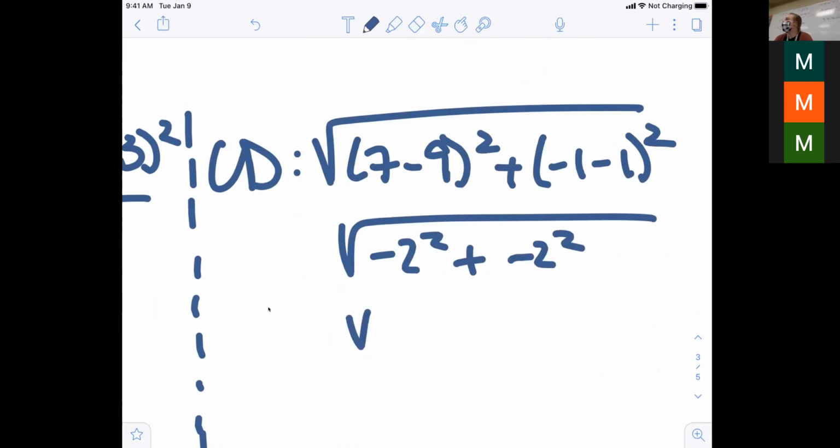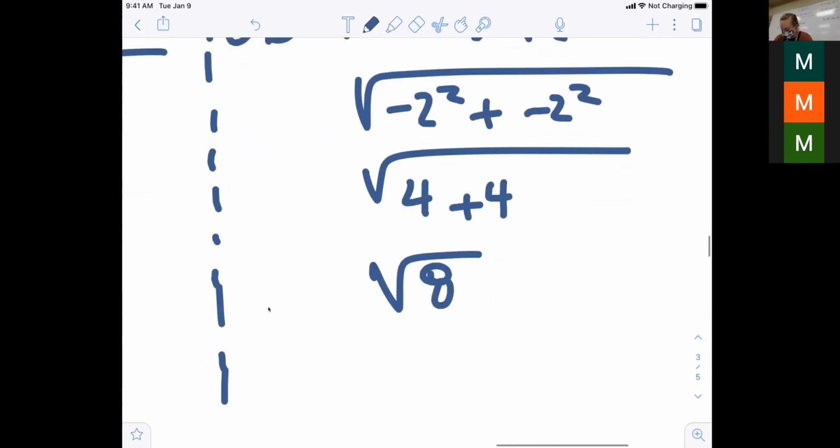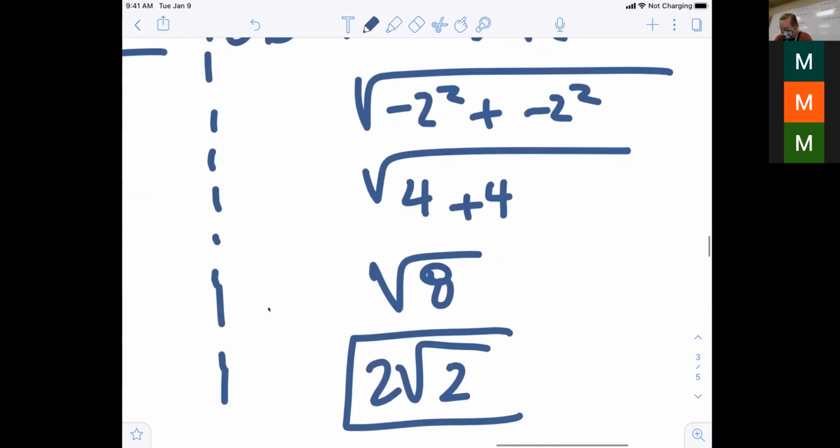-2. A big common mistake is that we do -2 squared and we get -4. I want it to be positive. All of these numbers should always be positive. Anything negative squares to be a positive because it's being multiplied by itself. It gets rid of it. And I get √8. Do not forget how to simplify your radicals.